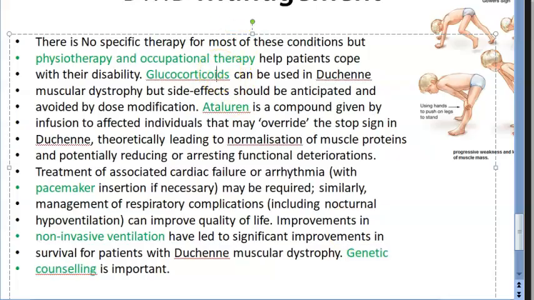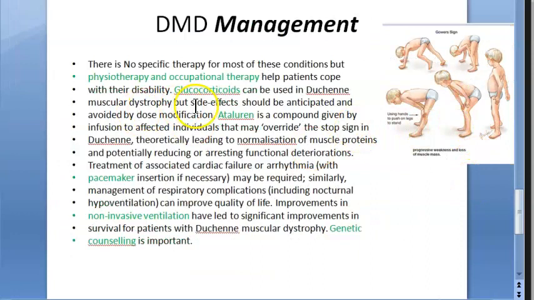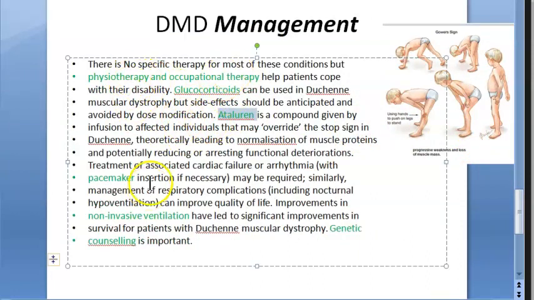So guys, did you get the treatment management? It's not more like treatment, it's more of a management. Ataluren, steroid, physiotherapy, occupational therapy, pacemaker for the heart, non-invasive ventilation, genetic counseling. This is the treatment, okay? Management. Yeah, both.